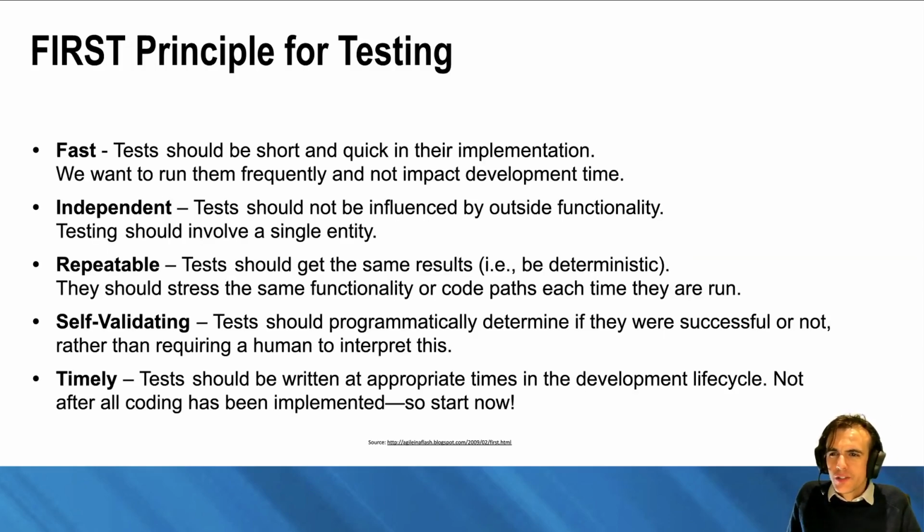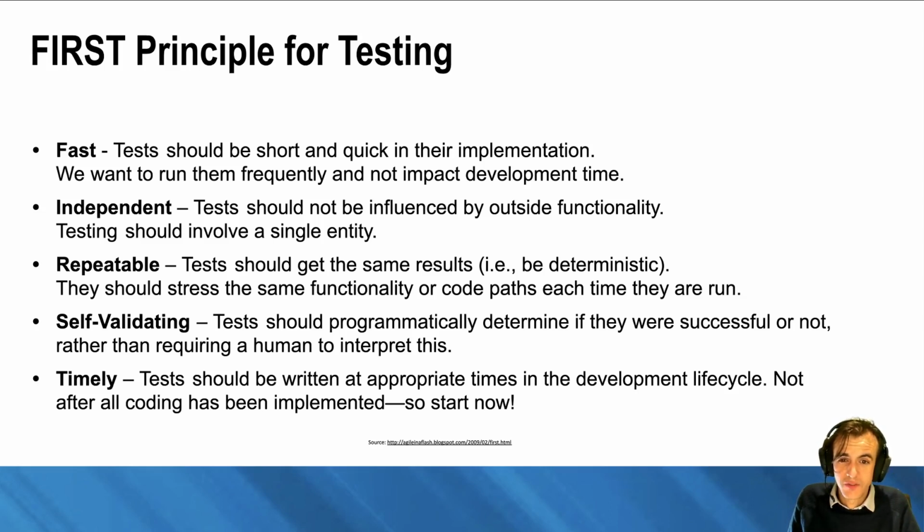Some things to think about when writing test cases. You want tests to be fast. Why? Because we want to be able to run them really frequently and make sure they don't impact the time we spend on development. Ideally, you want tests to be independent. That is, they shouldn't be influenced by outside functionality. And this is generally how you should be writing your classes and methods anyway. But when tests are independent, it means that if they fail, we know that we can pinpoint exactly what has broken.